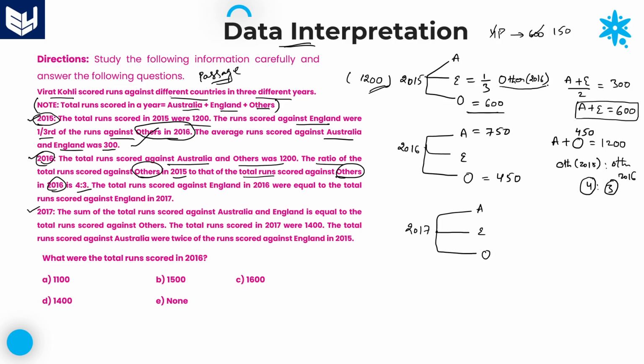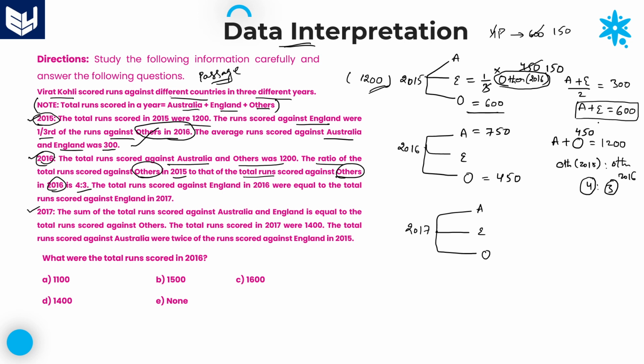And one more thing, the relationship between others 2016 and England is there. Here, others 2016 value, how much is it? 450. This value is 450. Therefore 1/3 of 450 is England, that is 150. The number of runs scored by England in the year 2015 is equal to 150.